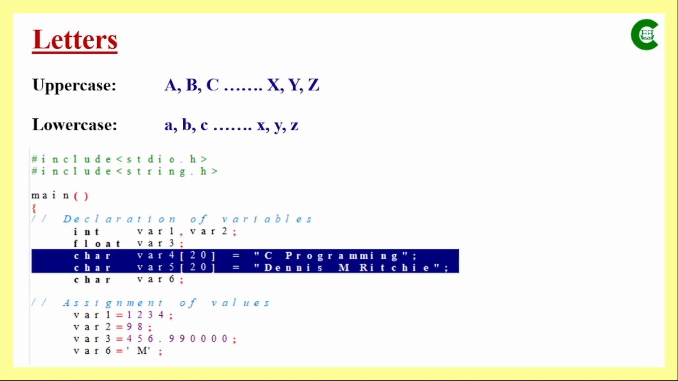So from A to Z, be it in uppercase or lowercase, those letters are allowed as part of data for C programs. Then the next type of character set is digits. Digits means here we refer to the decimal number system, and in the decimal number system the digits are from 0 to 9, and by using 0 to 9 we can form any other numeric value or any other higher digit number.